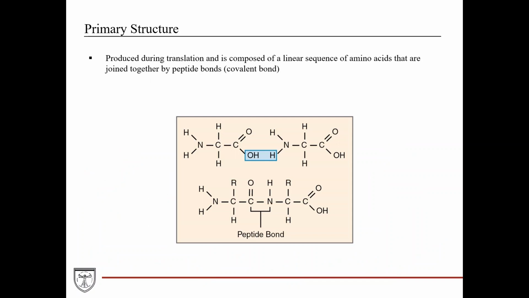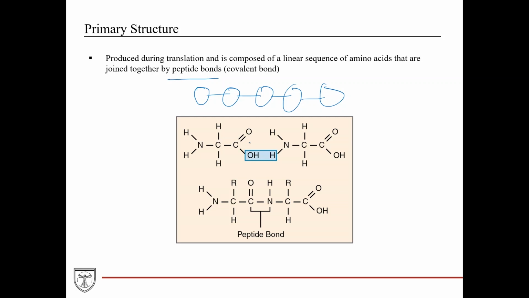So primary structure, like we said, is produced during translation, and it's composed of a linear sequence of amino acids. So you have amino acids like this. They're each bound together like this, and they're bound by what's called a peptide bond. As they're being synthesized, a peptide bond is created between each amino acid as it's added to the growing chain. And down here, we'll take a closer look at what the peptide bond is, because sometimes you can get tested on this.